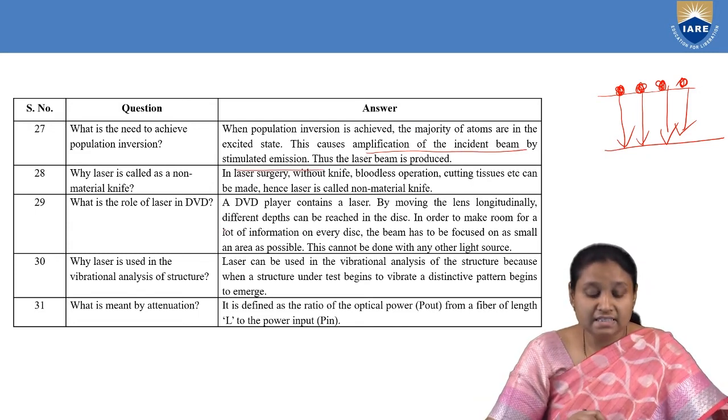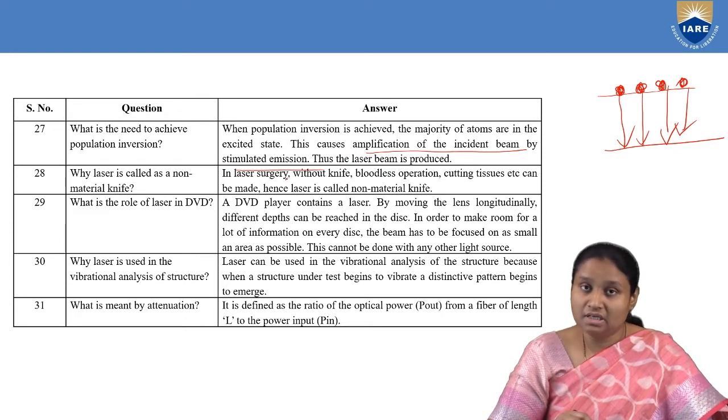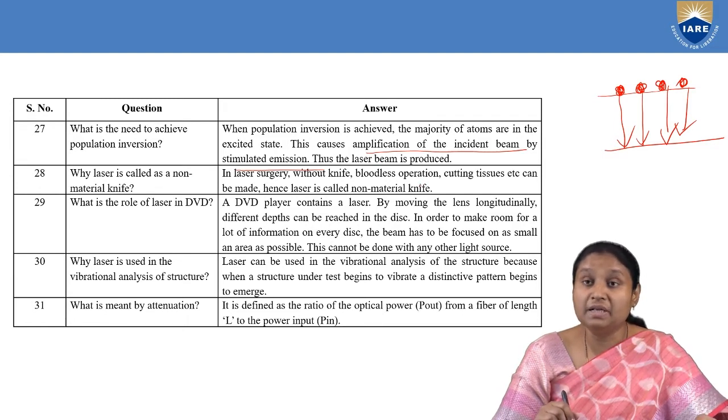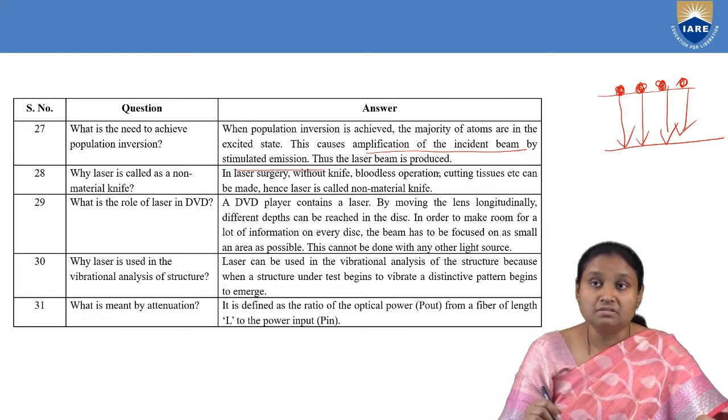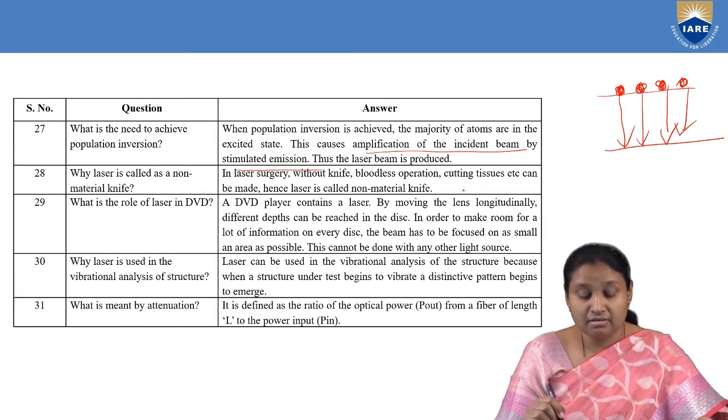Now, why is laser called a non-material knife? Because it is used in surgeries. If you consider laser surgery, it is done without using any knife and without any loss of blood, so it is called a bloodless operation. We cut tissues, and hence it is called a non-material knife.